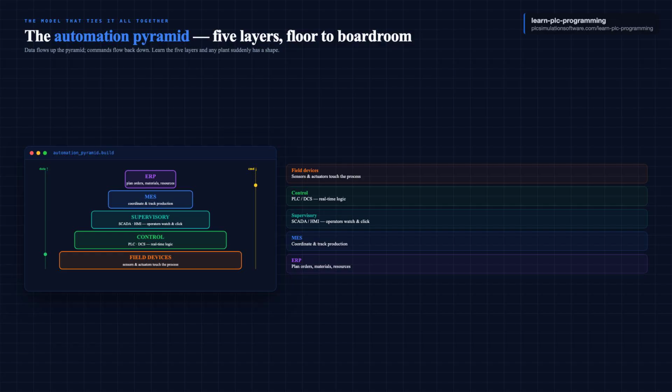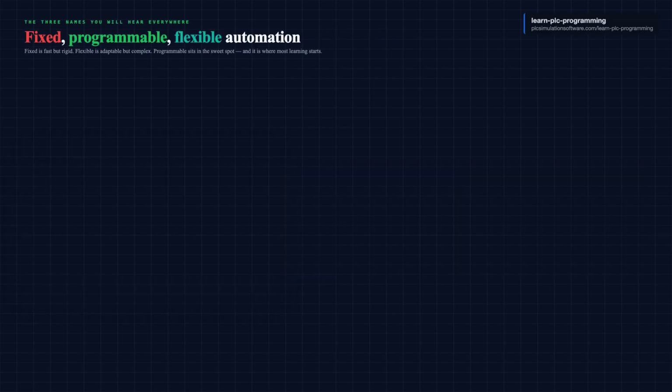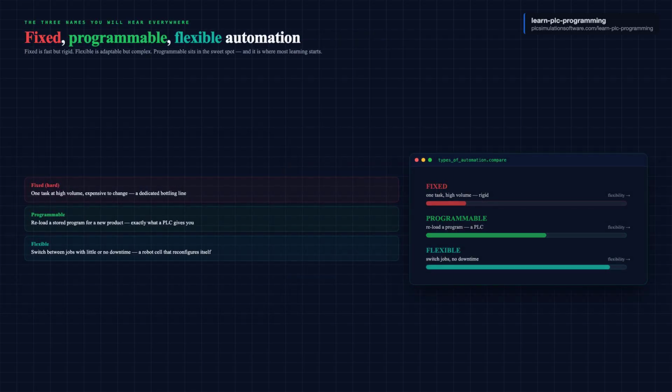Here is the rule. Data flows up the pyramid from the floor to the boardroom. Commands flow back down. Learn those 5 layers, and any automation plant suddenly has a shape. Next, the 3 types of automation. You will hear these names everywhere.